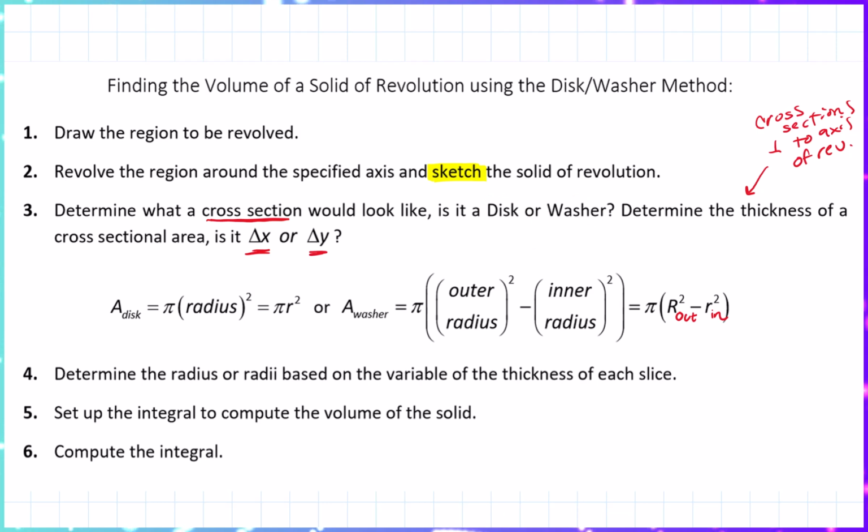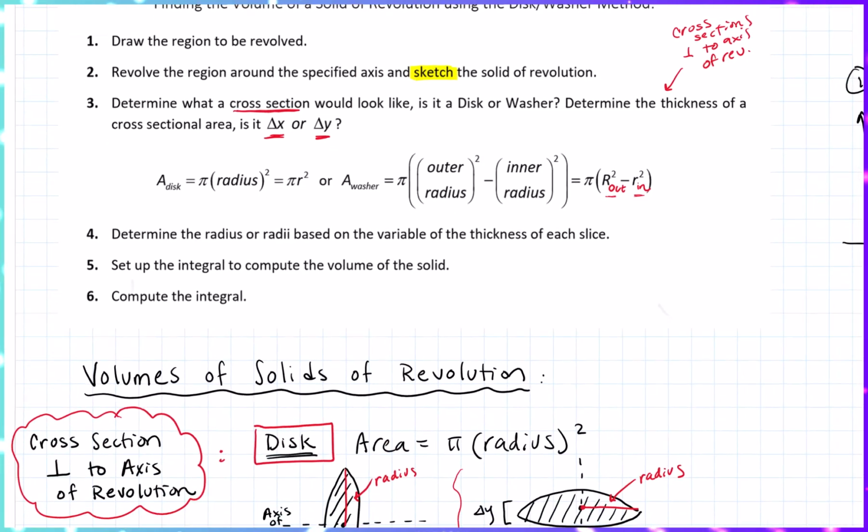our area formula. So the area of a disc is pi times the radius squared, or pi r squared, and the area of a washer is pi times the outer radius squared minus the inner radius squared. I sometimes like to use the notation r sub out and r sub in. So we determine those radiuses from the actual graph of the region. Then we go back, determine those radiuses from the graph of the region, set up the integral, and compute the integral. I think I stopped writing steps as we were working through the example, but we did all those steps.